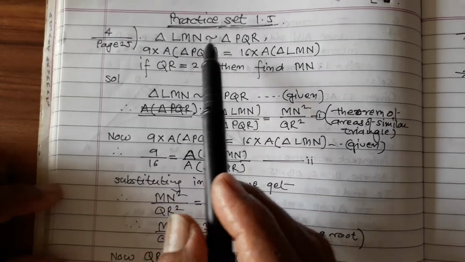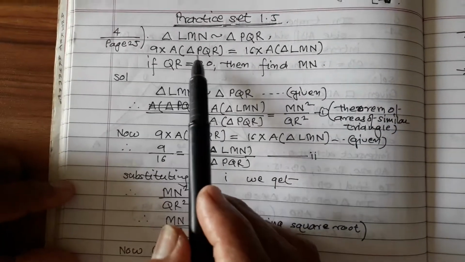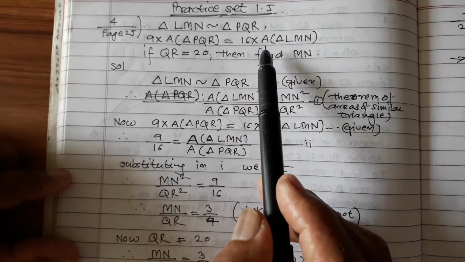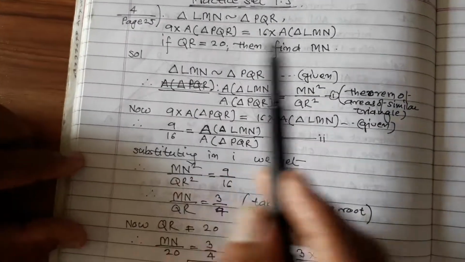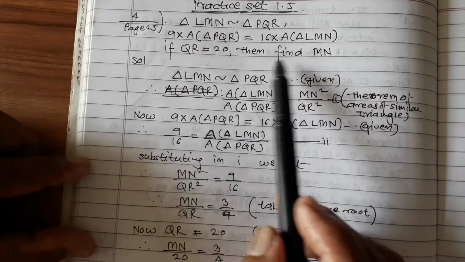Triangle LMN is similar to triangle PQR, 9 times the area of triangle PQR is equal to 16 times the area of triangle LMN. If QR is equal to 20, find MN.